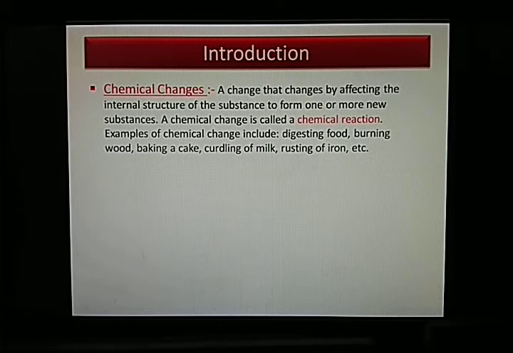Say for example, digesting food, burning wood, baking a cake, curdling of milk, rusting of iron. So one of the prominent ones here is rusting of iron. We have already seen what rusting of iron is. We have seen that even in our homes, in the iron substances. In iron substances, the rust occurs due to moisture and air. So even though iron is a solid thing, as soon as the rusting process occurs, it changes to a different substance. It is no more iron.